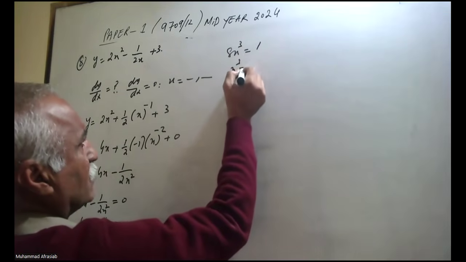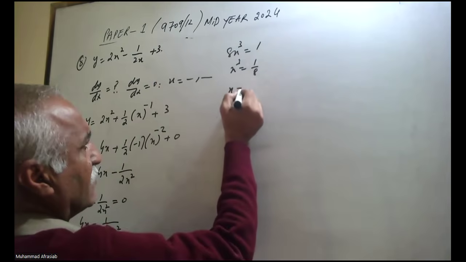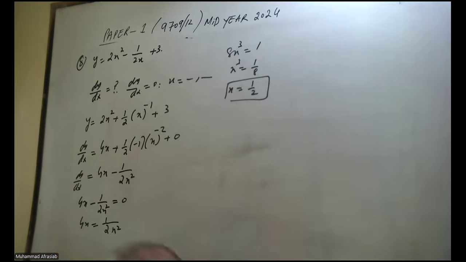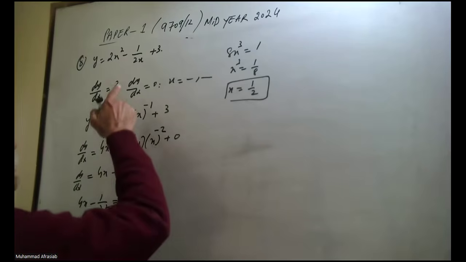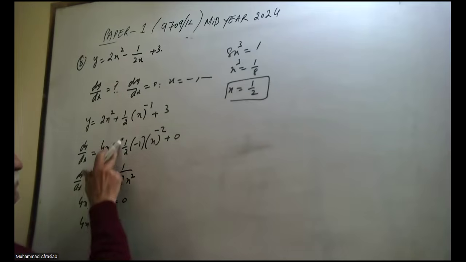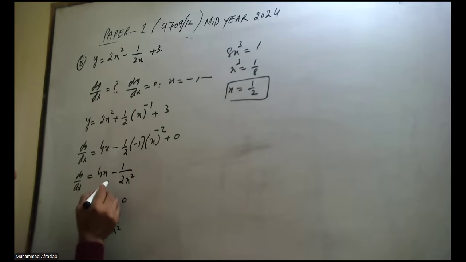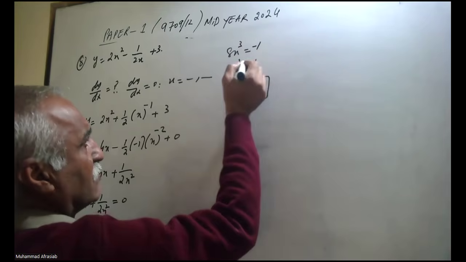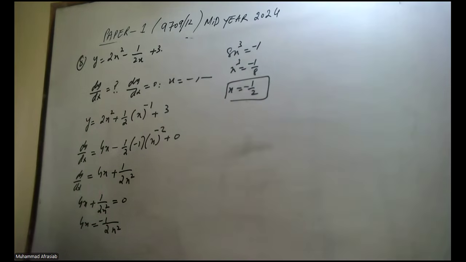Or x cube is equal to 1 over 8, or x is equal to 1 over 2. Sorry, it's minus. It should be equal to plus, then this minus. So 8x cube is equal to minus 1 over 8. So x value is equal to minus 1 over 2.